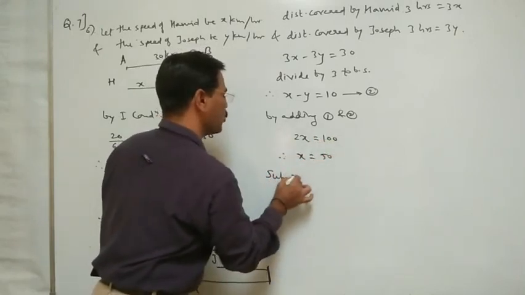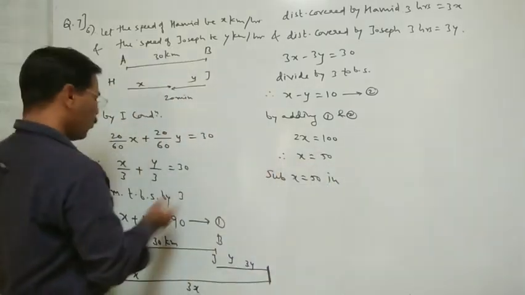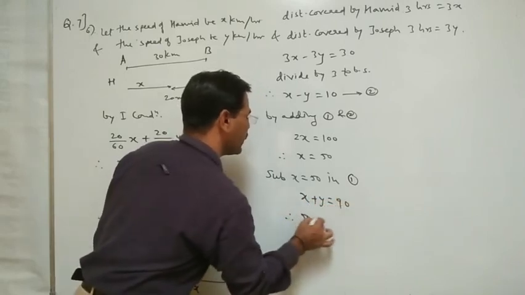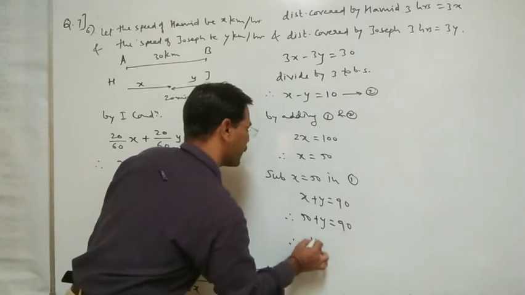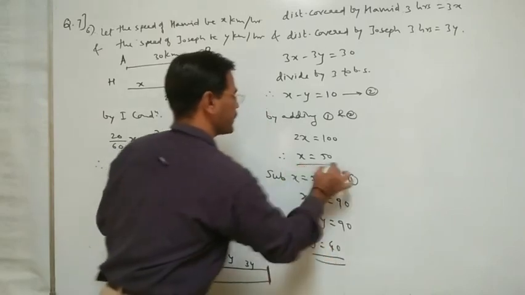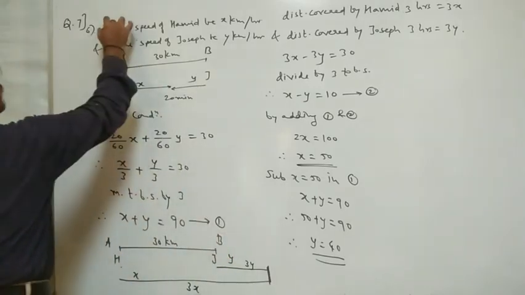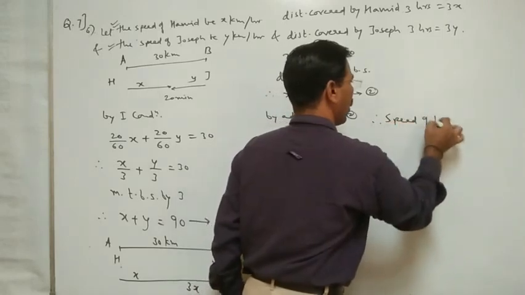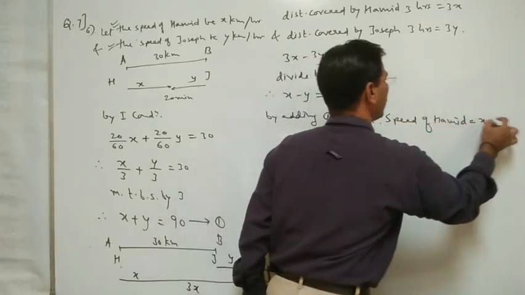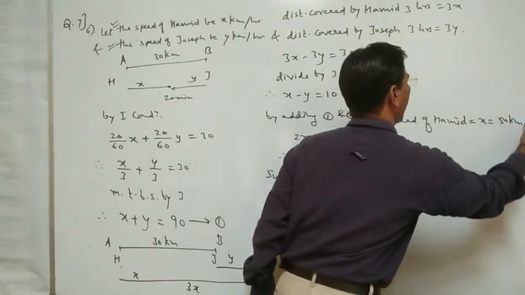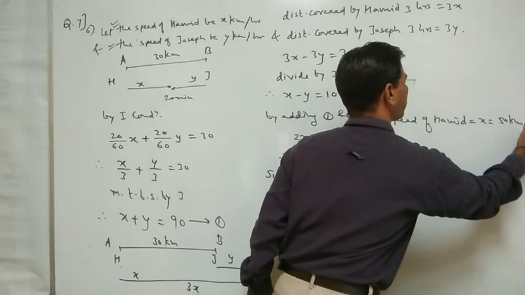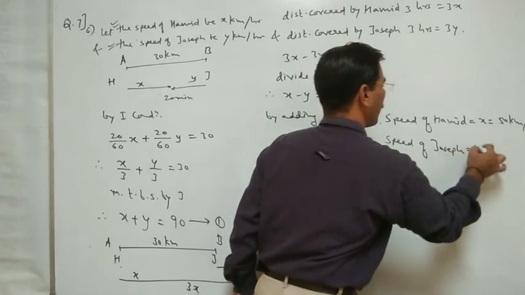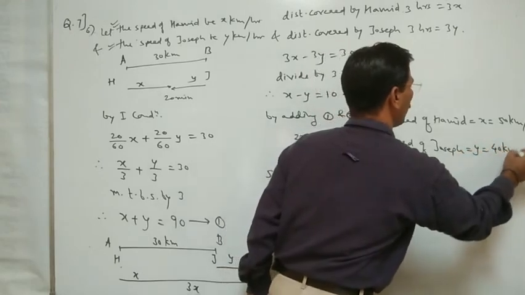So x is equal to what? 50. Substitute x equal to 50 in 1. What is 1? x plus y equal to 90. Put here, what will be y? Yes, 40. So what are x and y? These two we have to write again. Therefore, speed of Hamid is 50 km per hour, and speed of Joseph y is 40 km per hour.